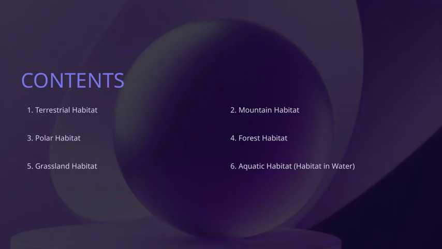After that, we'll examine the mountain habitat, which presents a range of altitudes and climates that shape the species living there. Following that, we'll discuss the forest habitat, a complex ecosystem teeming with biodiversity. Finally, we'll look at the aquatic habitat, which is in water, covering everything from freshwater lakes to the vast oceans. Connecting all these habitats highlights the incredible variety of ecosystems that support life, emphasizing how each plays a vital role in our planet's health. Understanding these different environments helps us appreciate the resilience and interconnectedness of life on Earth.